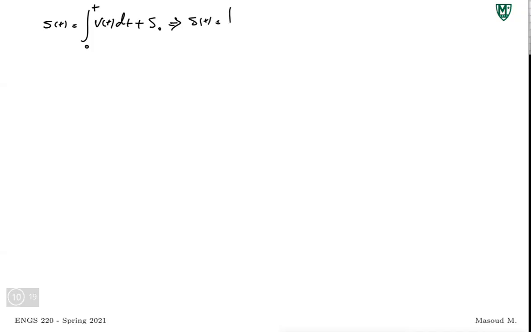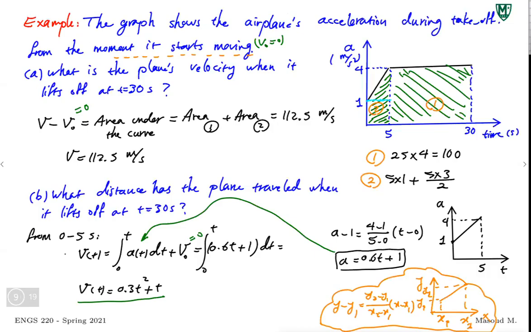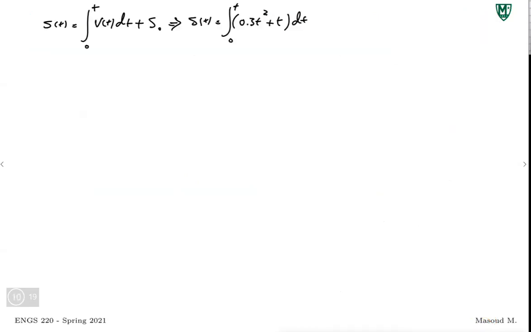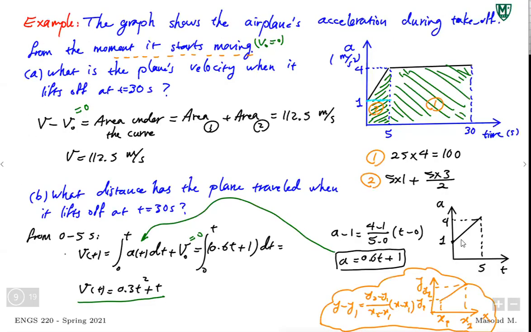So s of t becomes the integral from 0 to t of 0.3 t squared plus t dt. Let's see if I did it correctly. It was 0.3 t squared plus t, exactly. Find this integral. This gives you s of t as 0.1 t cubed plus 1 over 2 t squared. This gives you s. So now you know v and s as functions of time. This was for the first part, where acceleration is a function of time.